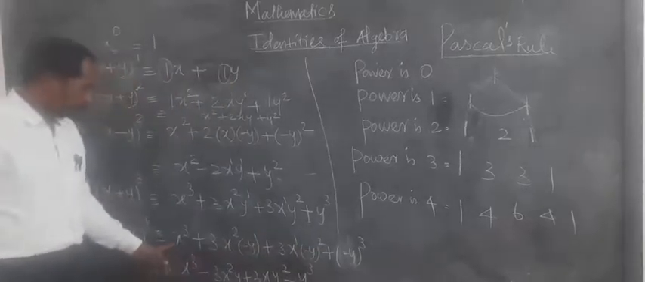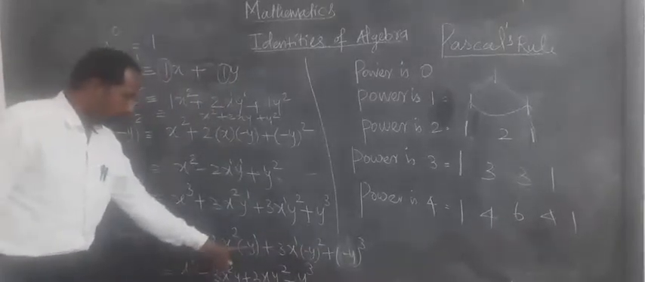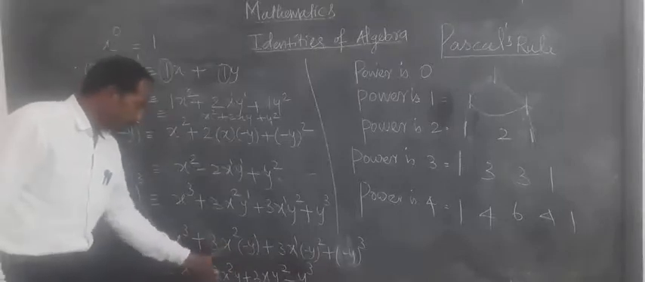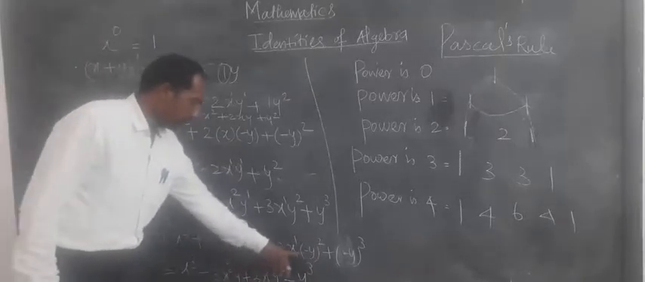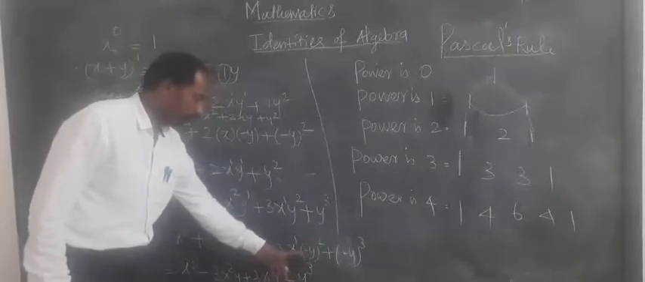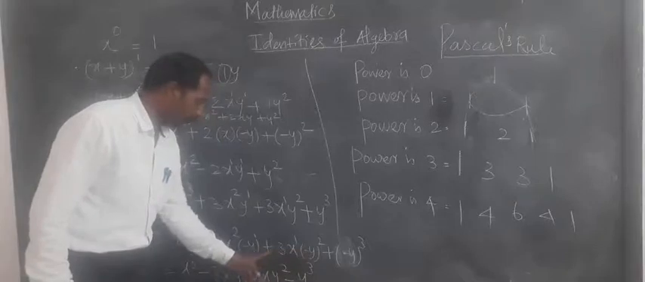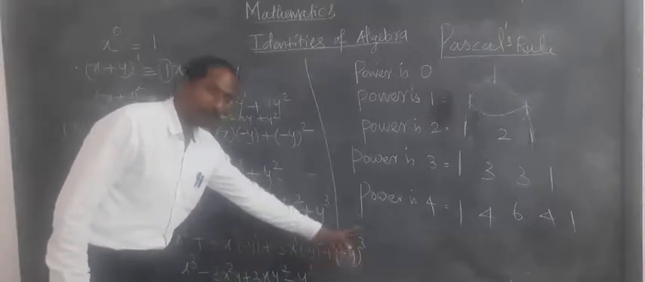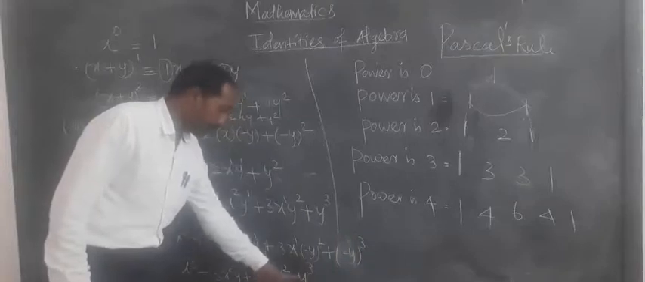Just you multiply, x power 3 is okay. But here negative y only, negative into positive, negative 3 x square y. But here negative y power square means it will come the positive value. So positive means here also positive 3 x y square. But if the negative power 3 means add number 3, it will appear the negative y power 3.